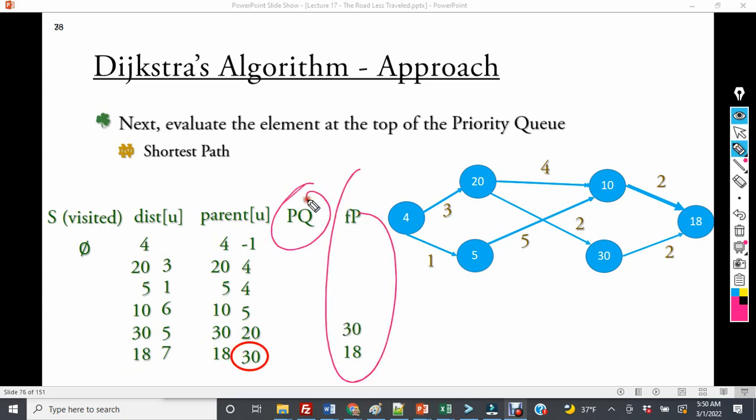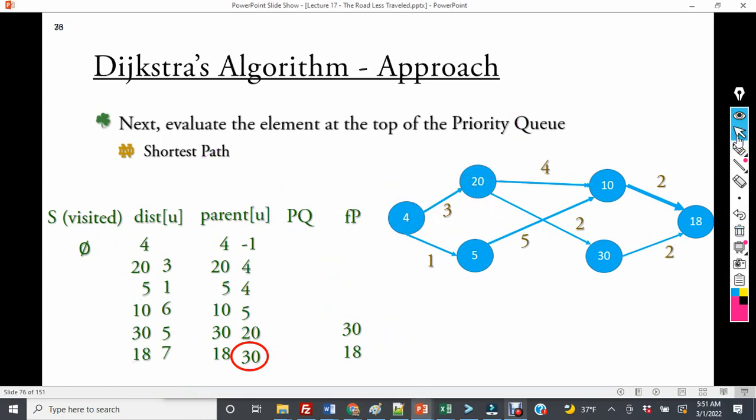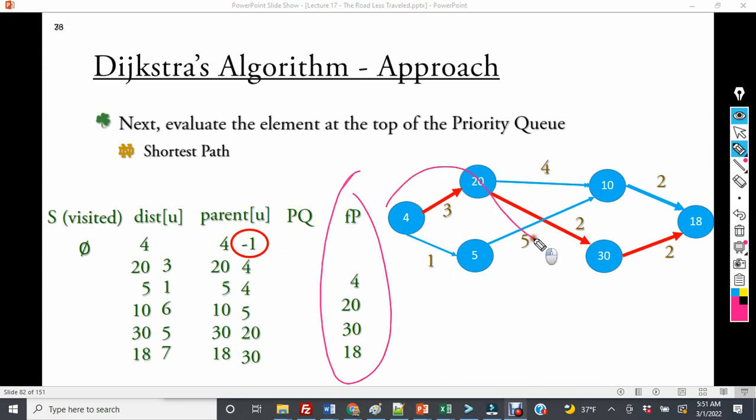So now we've used a priority queue, a vertex, vectors, nodes, and edges, which are pointers, and C++ structs to be able to solve this problem. 30's parent is 20, 20's parent is 4, and 4 is the origin. So therefore, when we pop them all off the stack, we would follow this specific path, which is the shortest path.